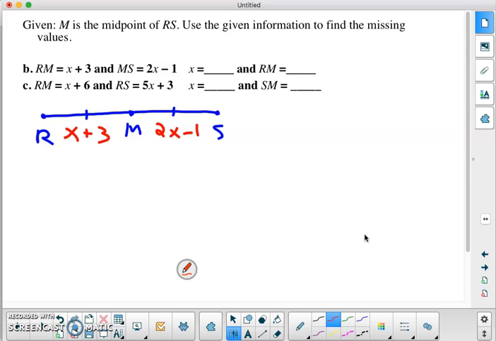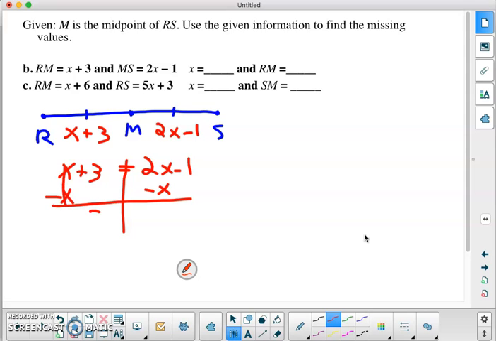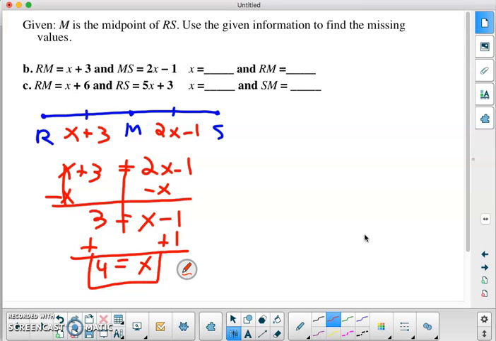So we've got each part, and we know the two parts are congruent, so we can just set them equal. x plus 3 equals 2x minus 1. Subtract x from both sides. 2x minus x is x. And then just add 1 to both sides, so x has to equal 4. So x is 4, but they want us to find RM, so we have to plug in 4 into the expression for RM. RM is x plus 3, so we'll just do 4 plus 3, that's 7.